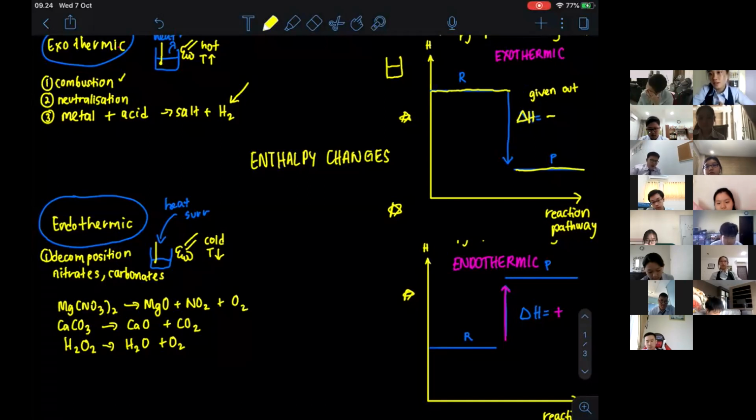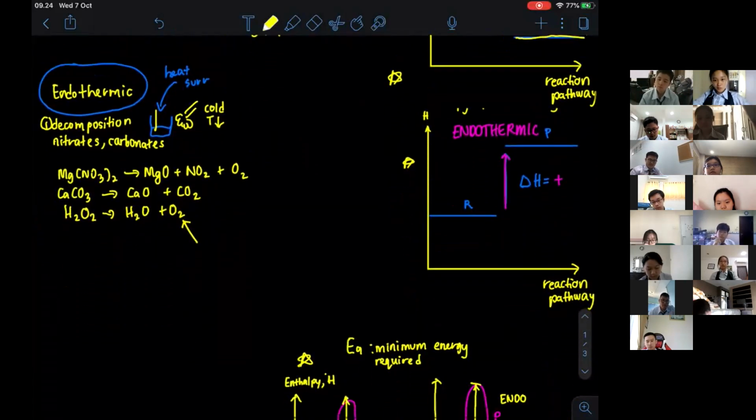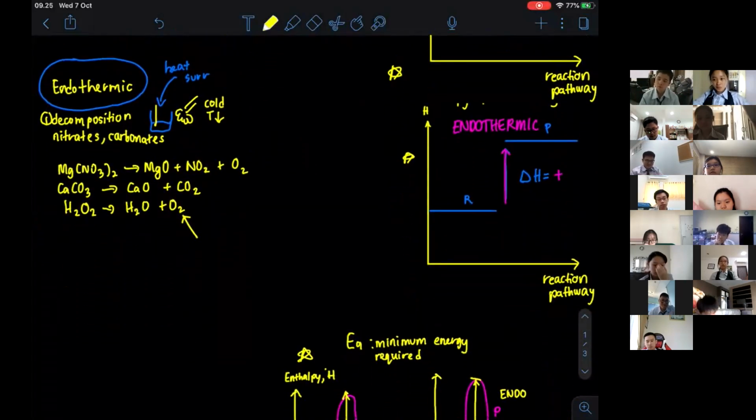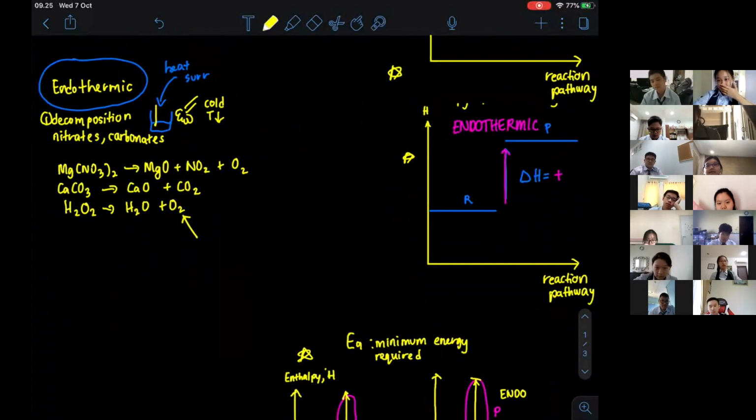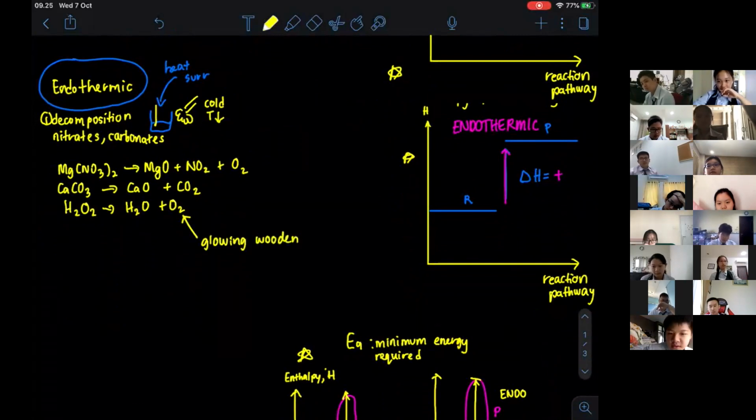Yes. So by using a lighted wooden splint, it will give you a pop sound. Since I actually brought that up, how do we test for oxygen then? Kenneth? Glowing splint, just the embers. Yes, by using a glowing wooden splint. If you use a glowing wooden splint, it is going to be relighted.